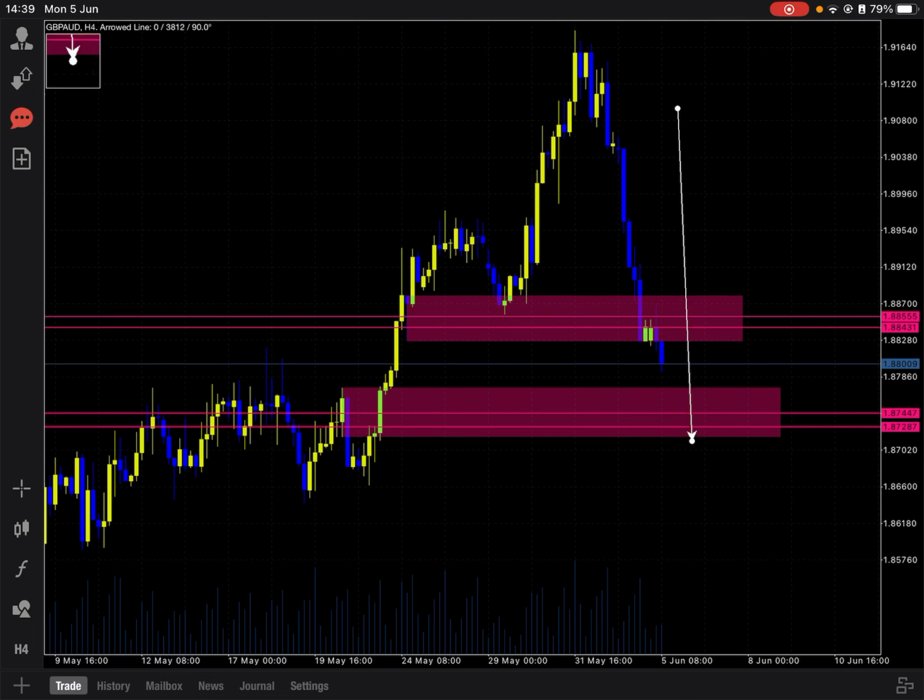Now, if the price decides to close below our buy zone or above our sell zone, meaning it breaks both of our zones, then potentially it can test a higher zone or a lower area.